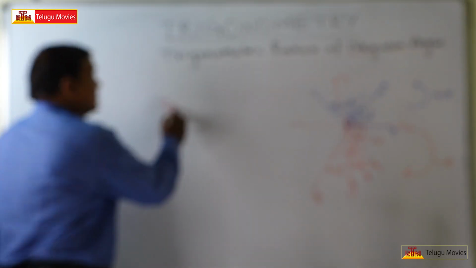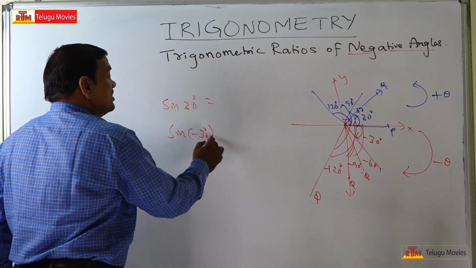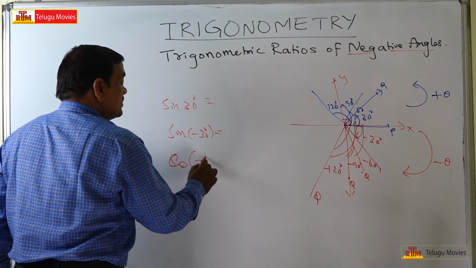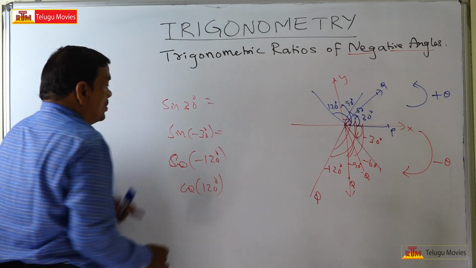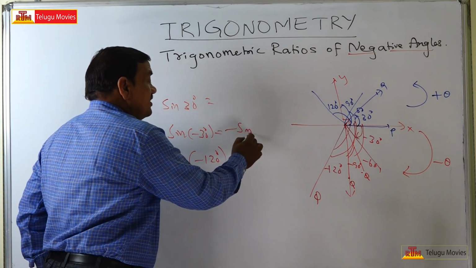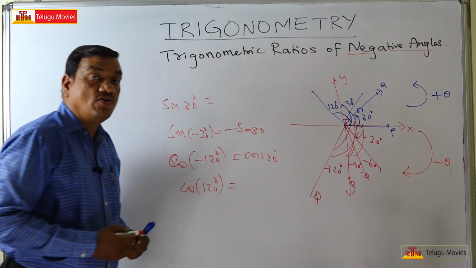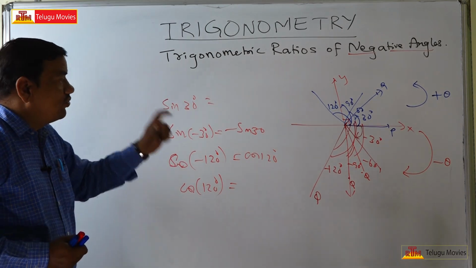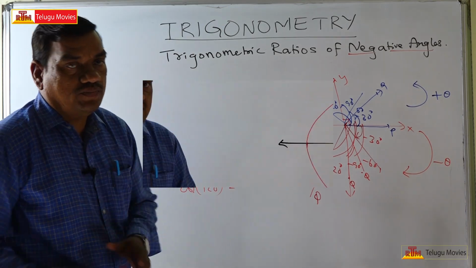What does that mean? Sine of 30 degrees is how much? Sine of minus 30 degrees is how much? Understand? What about cos of minus 120 degrees? What about cos of 120 degrees? If they are negative angles, is there any difference? Why does it come as minus sine 30? Why doesn't it come as cos 120 here, with the minus not coming outside? Here the minus is coming outside. Why is it coming outside? That proof I am going to explain theoretically. So let us start our proof.